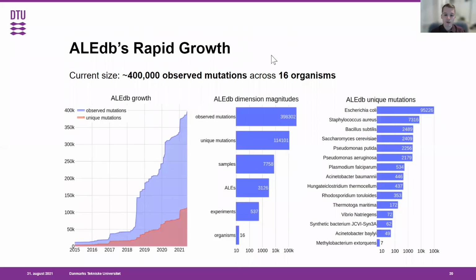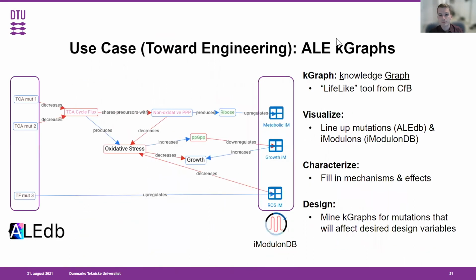So ALEdb has been around for over 6 years, and its current size is 400,000 observed mutations across 16 organisms, 3,000 ALEs. The massive scale of this data set is very exciting, because it opens up a lot of new opportunities for big data analysis and understanding how genomes change.